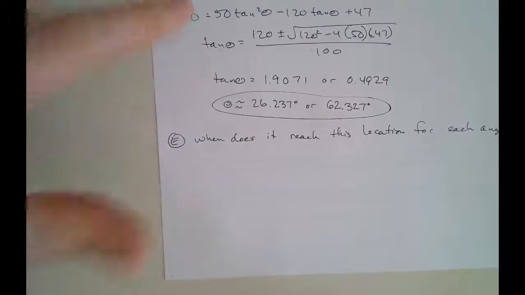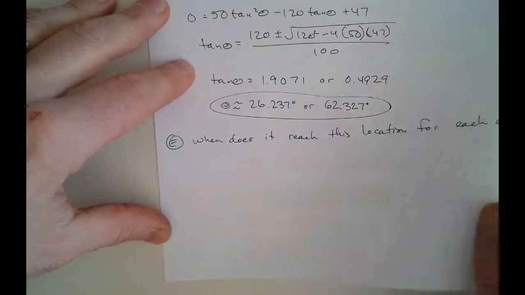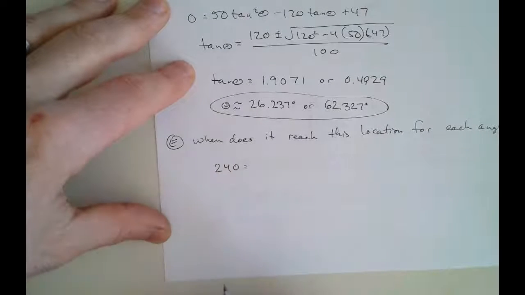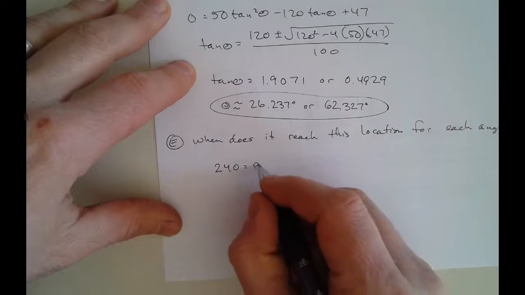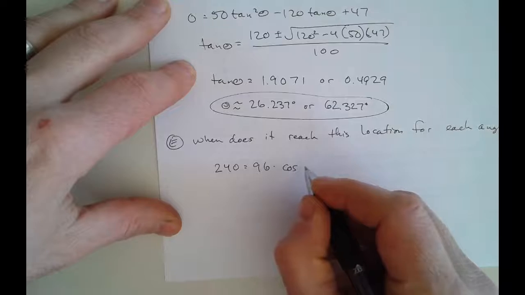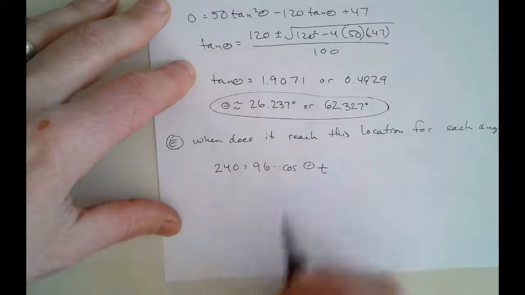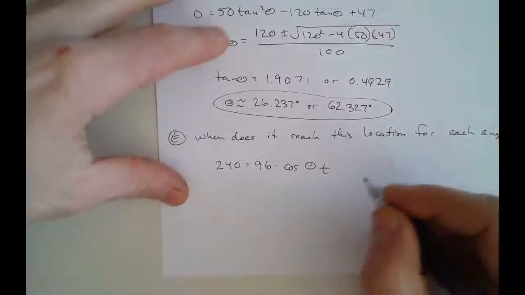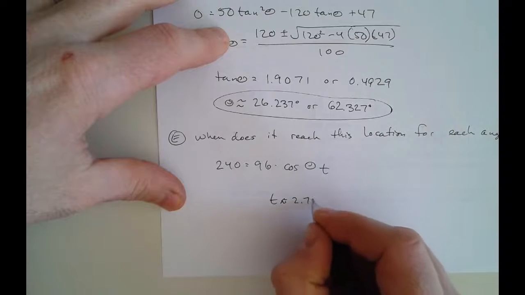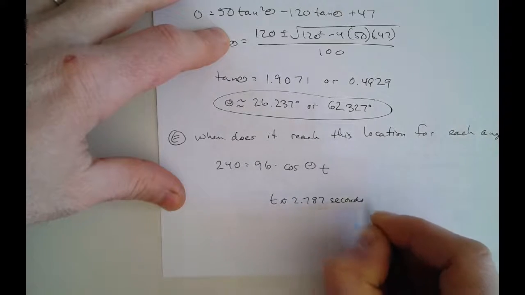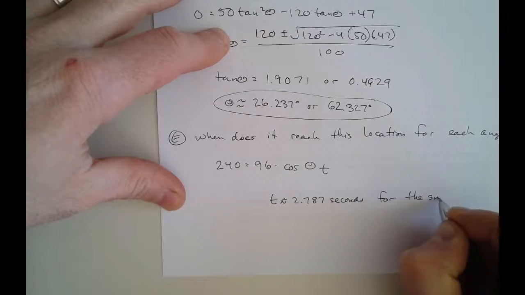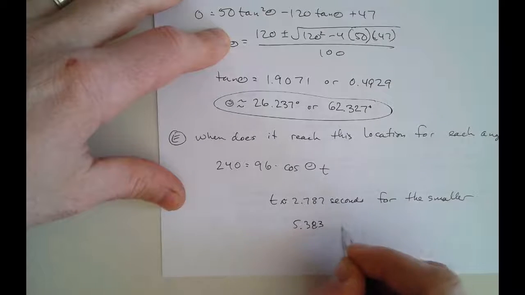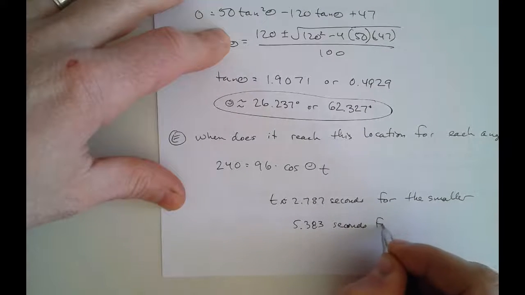Okay, so we had that. I could take either equation. I always like that easier one. So we'll take that 240 equals 96 cosine of the angle that we have there, times t, and you just plug that angle in there. You plug in the 26.237 for that angle, and then you just get the time would be 2.787 seconds for the smaller, and it would be about 5.383 seconds for the larger.